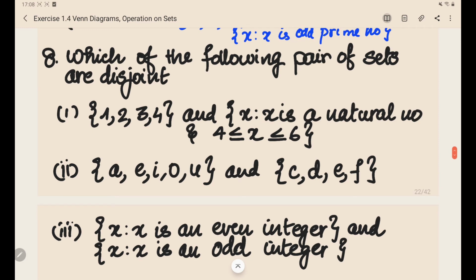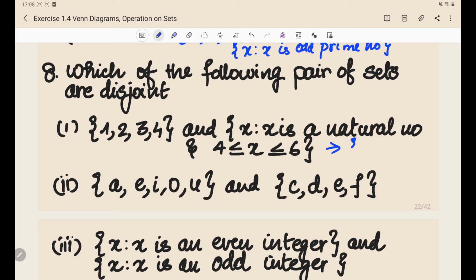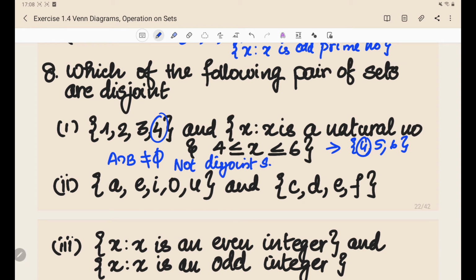So what are the elements of it? 4, 5 and 6, right? So are they disjoint sets? No, obviously not, because you can see that the element 4 is in both the sets, and here A intersection B is not equal to the empty set. So which of the following pairs are disjoint? Not just disjoint sets, right.